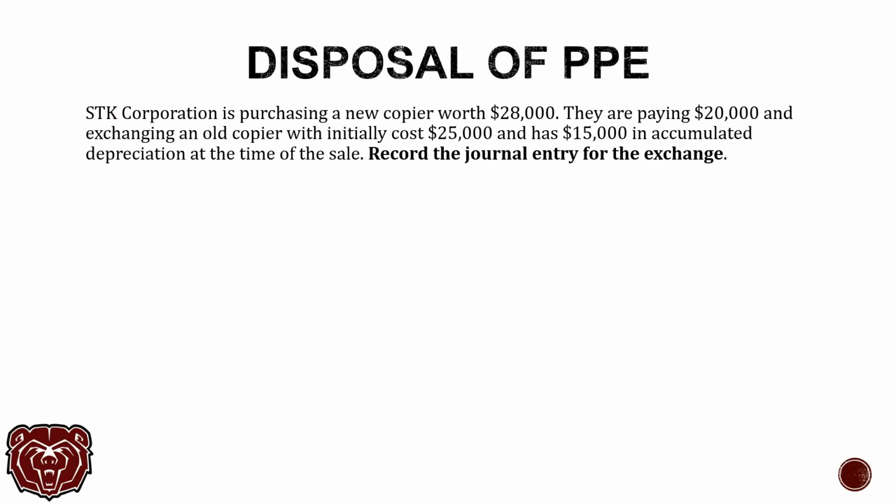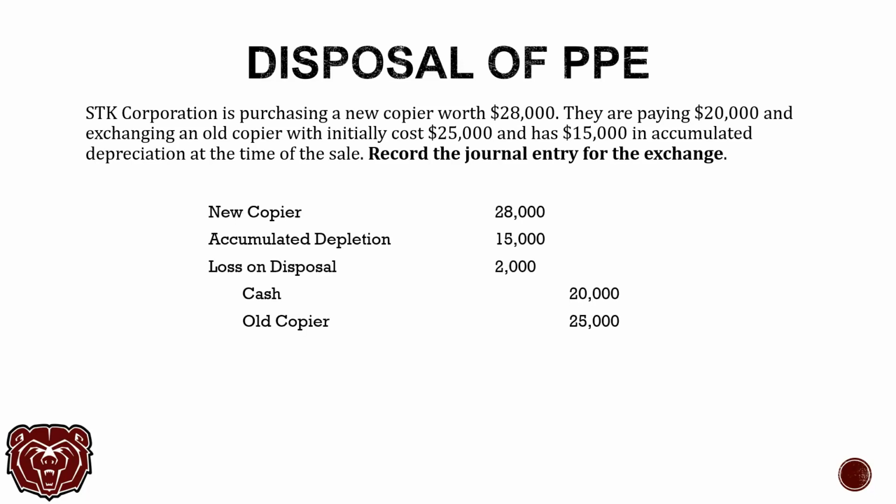So final example here. Let's look at a disposal of PPE for a non-cash exchange or a non-cash exchange with boot, whatever you want to call it. There is some cash exchange here, but it's not a straight cash exchange. Okay. So STK is purchasing a new copier worth $28,000. They're paying $20,000 in cash and exchanging an old copier with an initial cost of $25,000 and accumulated depreciation of $15,000 at the time of sale. Record the journal entry for this exchange.